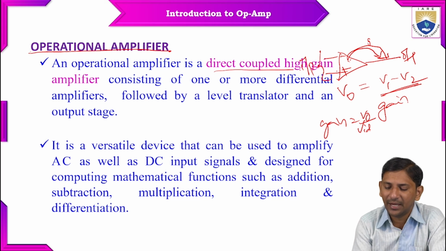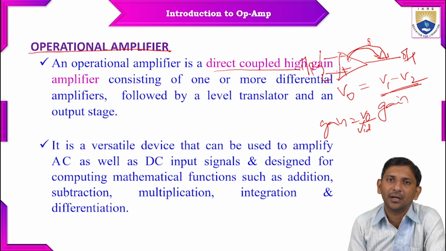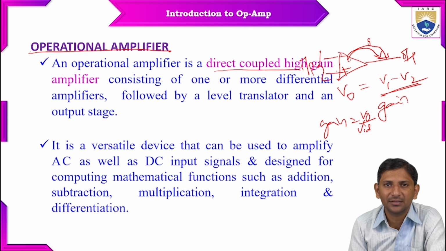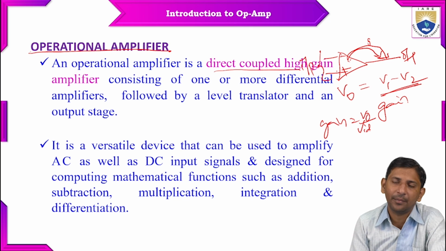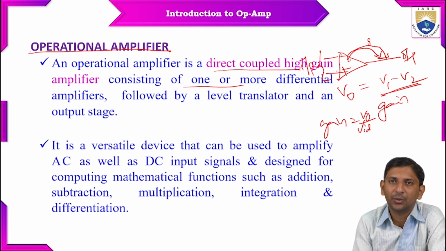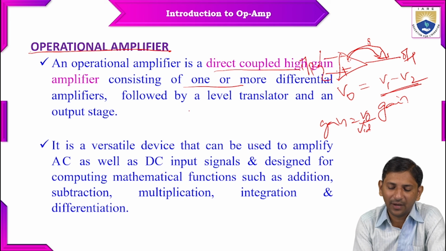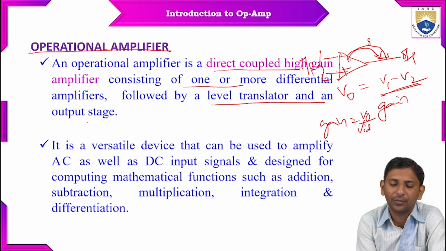It is a direct coupled high gain amplifier. So we are going to use amplifier circuits to design this operational amplifier. We will discuss that in coming classes. And it follows 2 inputs, along with giving a single output, followed by a level translator output stage.